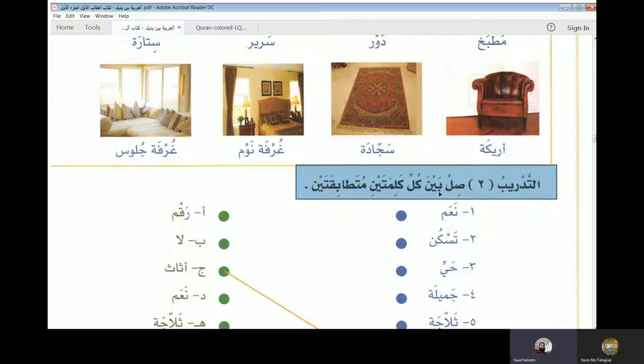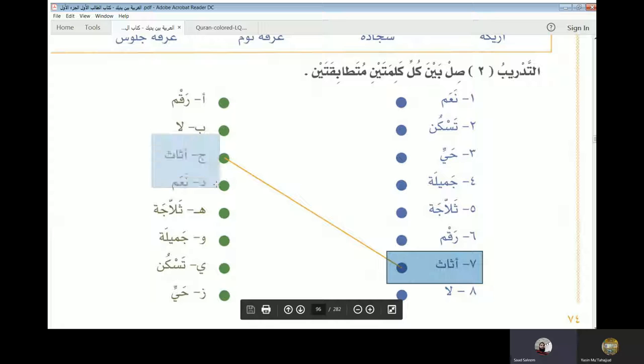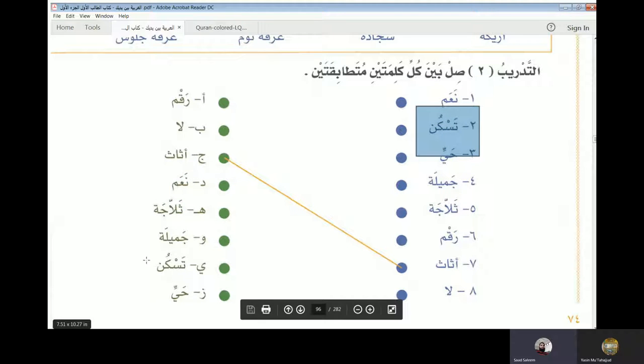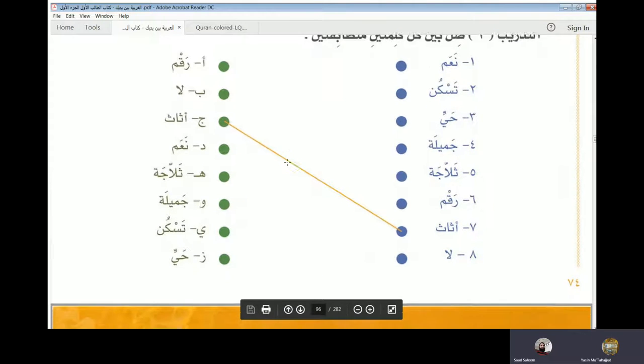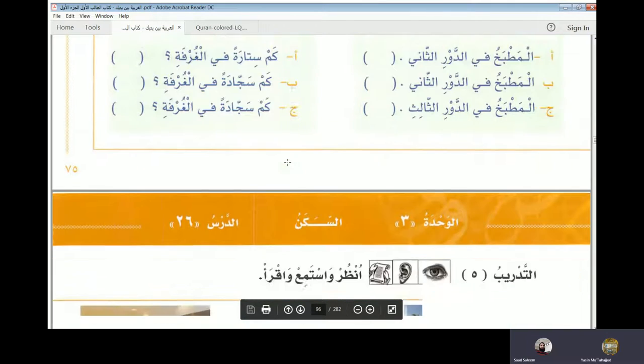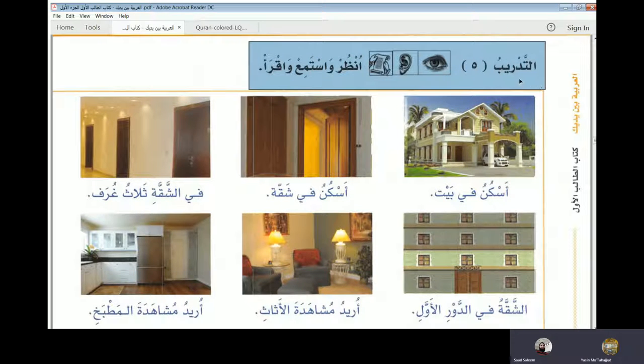التدريب الثاني, second exercise. سل بين كل كلمتين مطابقتين: join, connect all these two similar words. For example, you see that asas is joined with asas, the same word. Naam will be joined with naam, taskunu with taskunu. So you can join this after the class, that's my homework. التدريب الخامس, read this. The other exercises are useless, leave them.